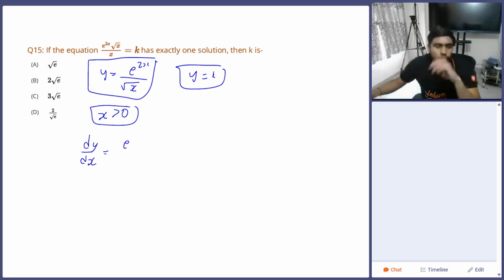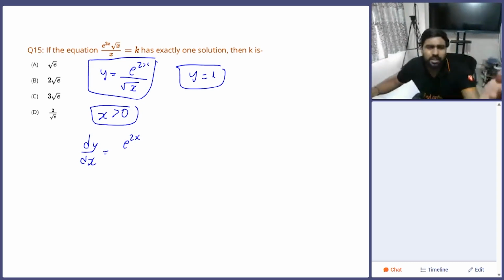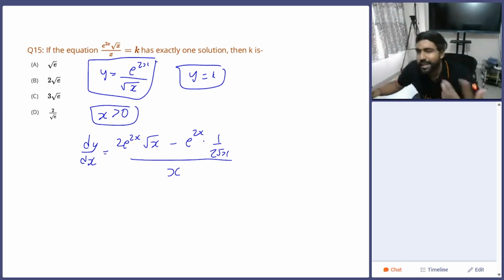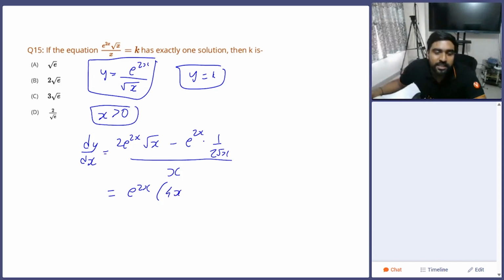So the derivative will be equal to what? That will be e power 2x. I could either consider it as x power minus 1 by 2, or we could just play around with this itself. e power 2x into 2 root x minus e power 2x into 1 upon 2 root x, whole divided by x. I guess x power minus 1 by 2 would have been better. Nonetheless, what do we have over here? I can take e power 2x common. Then I have 2 root x into 2 root x, that is 4x minus 1, divided by x into root x, that's x power 3 by 2.